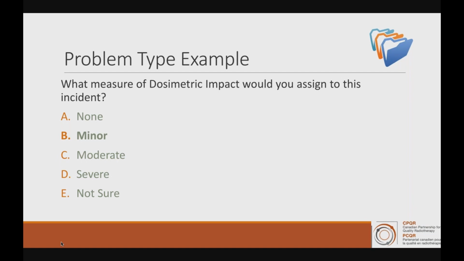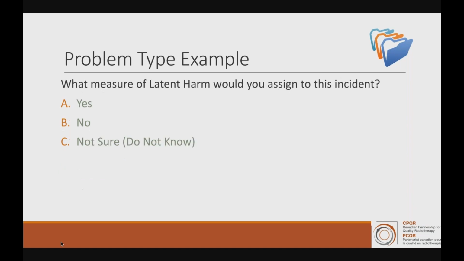The reason why I put minor is just to make sure that people understand that it's not none. So often we think, oh, it doesn't matter what the dose is, it's minimal. Minimal does not equal none. If the patient received any dose, that means it's minor or above. So even though it's something that we consider negligible, it's not none. If there's some type of dosimetric impact, then it is minor or above.